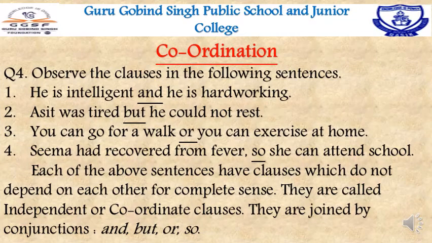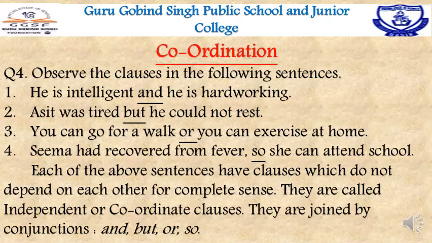Children, what is coordination? Dear children, for this we will first complete the activity. The first one: He is intelligent and he is hardworking. Here we can see the clauses: He is intelligent. He is hardworking. The conjunction is "and". Then the second: Asit was tired but he could not rest.